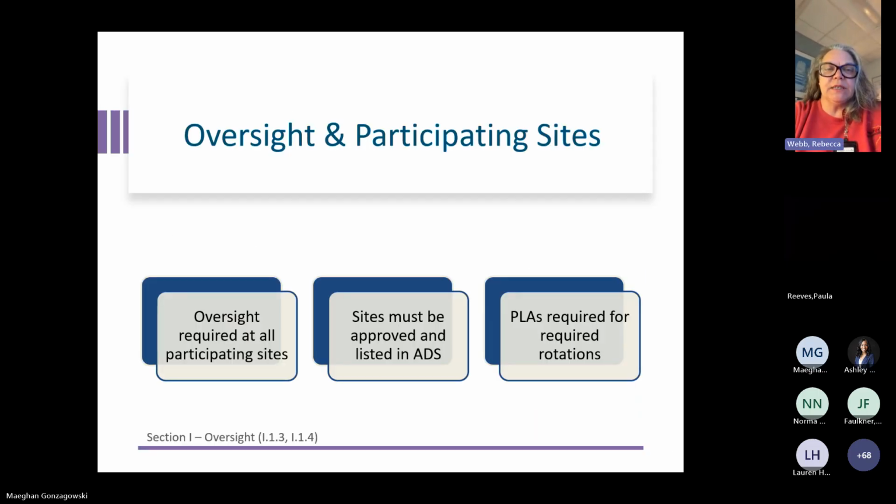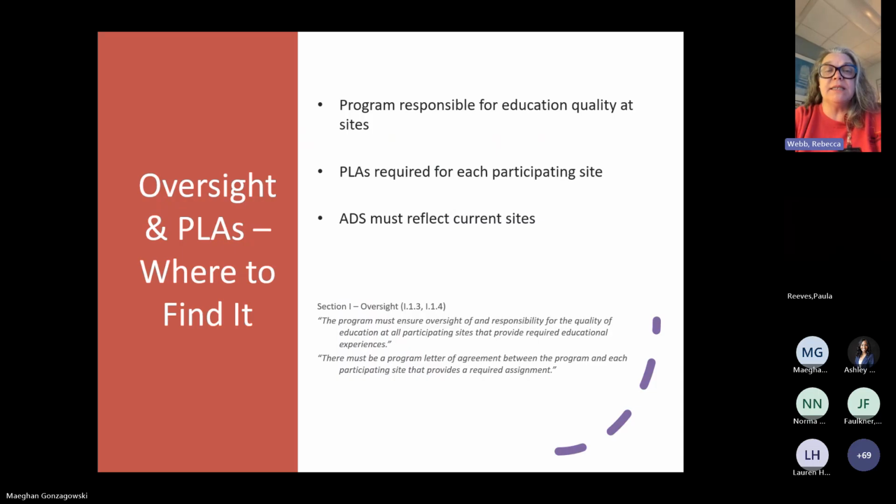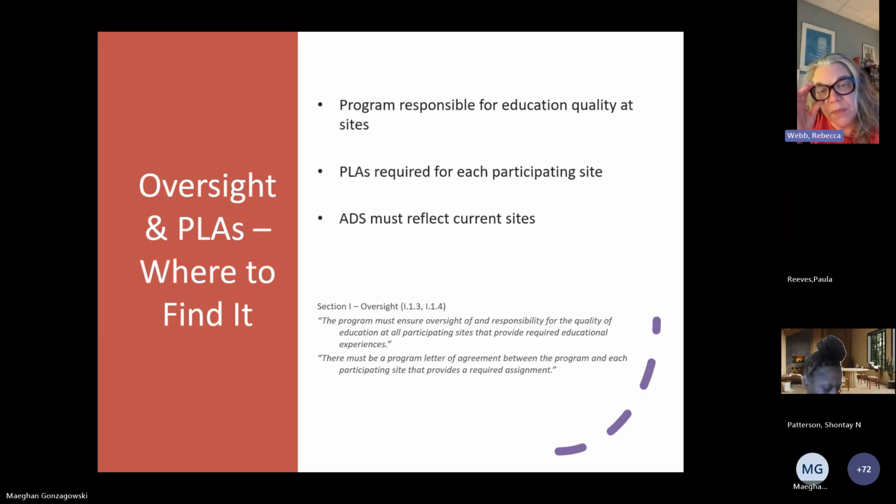All right, so oversight and participating sites. In section 1 under oversight in the ACGME requirements, it states oversight is required at all participating sites. Sites must be approved and listed in ADS, and PLAs are required for required rotations. Next slide. PLAs are one of the biggest citations that programs get. I don't know if you guys are aware of that. There are requirements in the program document that the program is responsible for education quality at the sites.